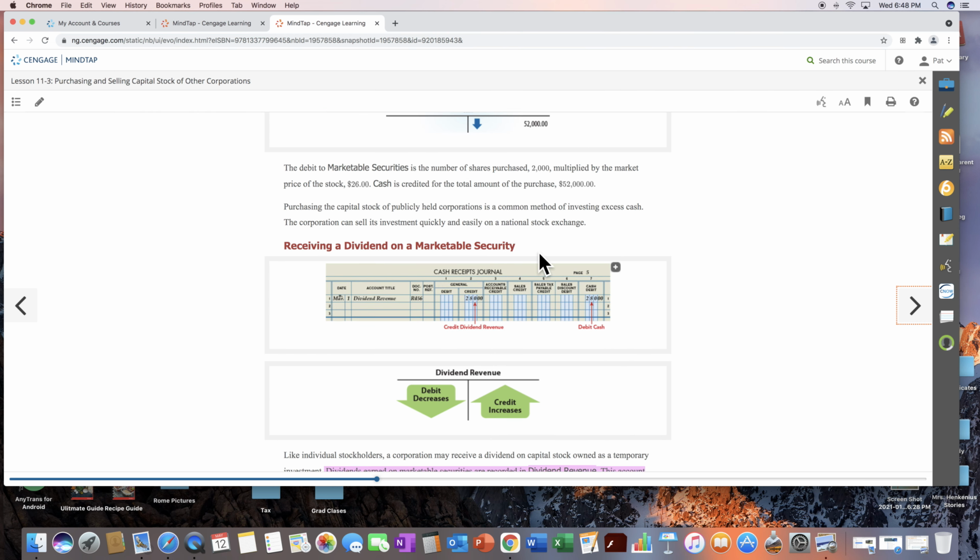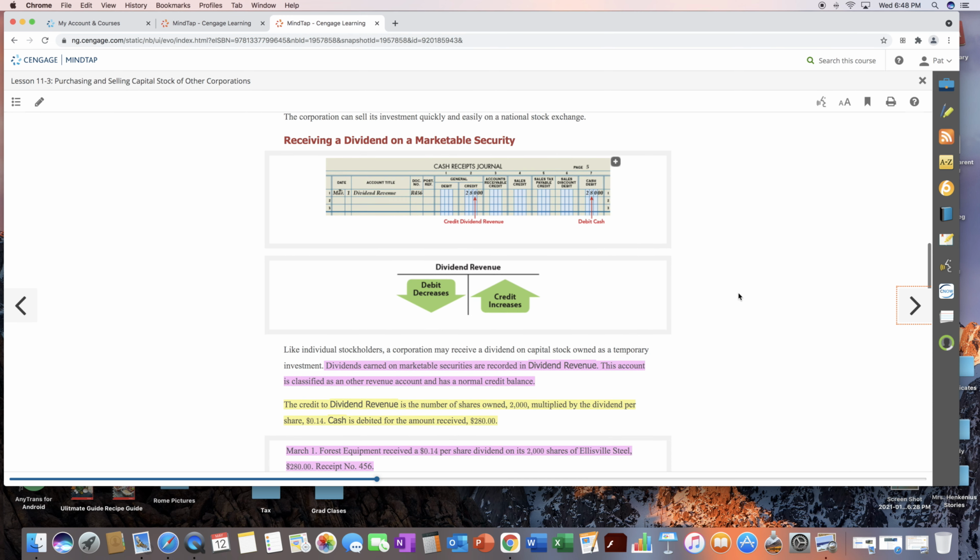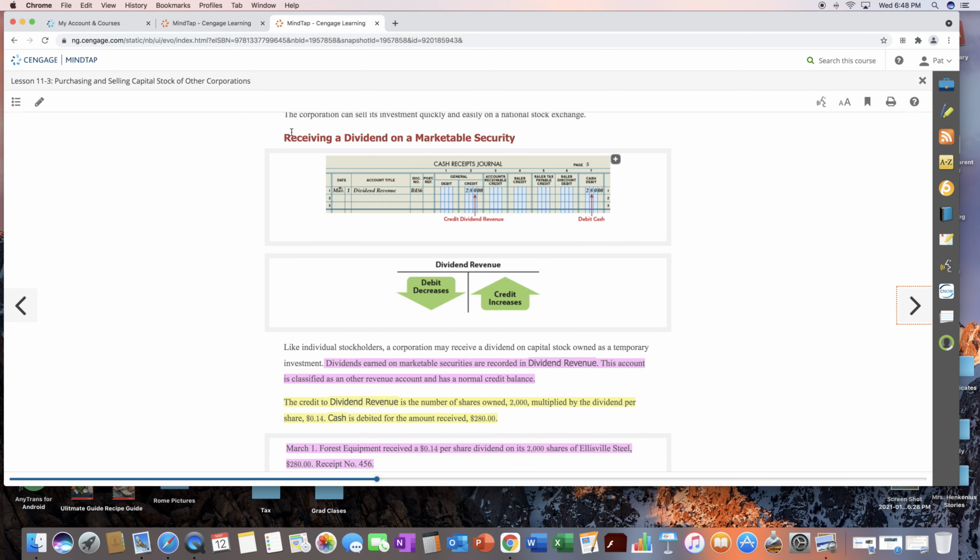It talks about it here. You can look through that at a different time. Now, as we go through and invest in this company, whether it be 2, 3, 4, 7, 8, 9 months, whatever the case may be, we might receive a dividend during this time because we are owners of this capital stock. Dividends earned on a marketable security are going to be recorded in dividend revenue, which has a credit balance, just like other revenue accounts.